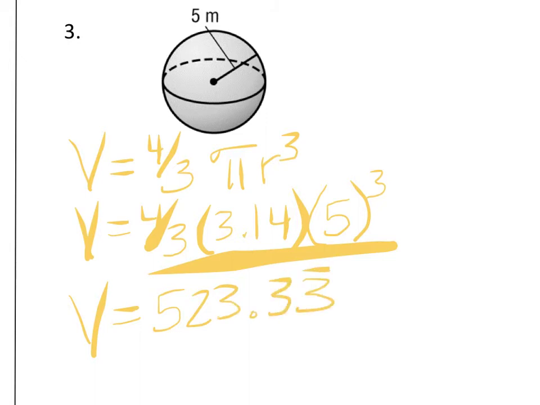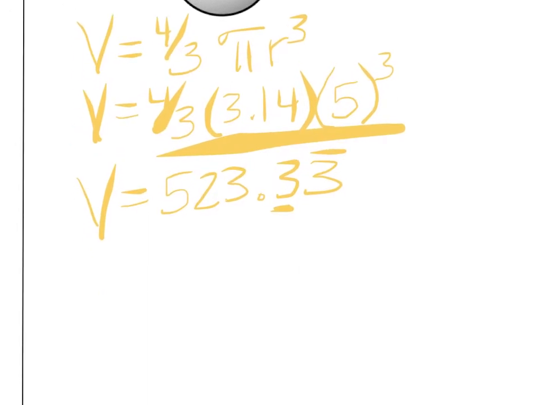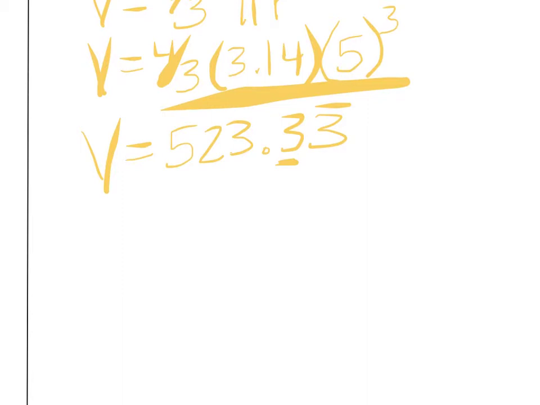523.33, repeating, meters cubed. Again, we want to round to the nearest tenth. So we want to ask ourselves, we know that 523.33 would be between 523.30 and 523.40, but it's closer to 523.30. So when we round this, this would be 523.3 meters cubed.